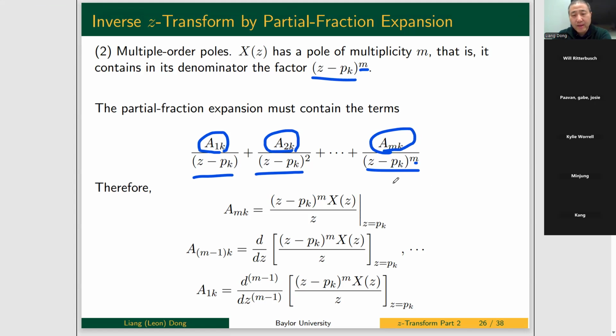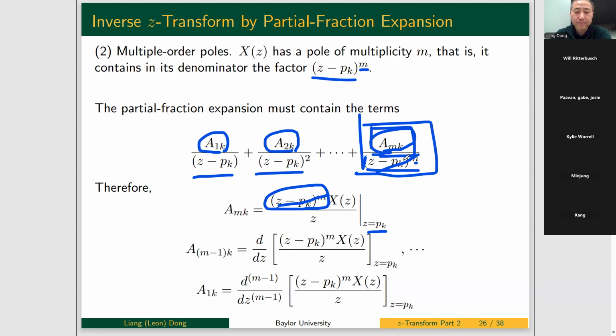I can multiply my equation, both sides, left and right, of my previous page, by z subtract p sub k to the power m, and then plug in z equal to p sub k. All the other terms are canceled out, because you do have p sub k. Only the last term remains, where you have z subtract p sub k raised to the power m, and these two cancel out. What is left is exactly a sub mk, the constant coefficient here.